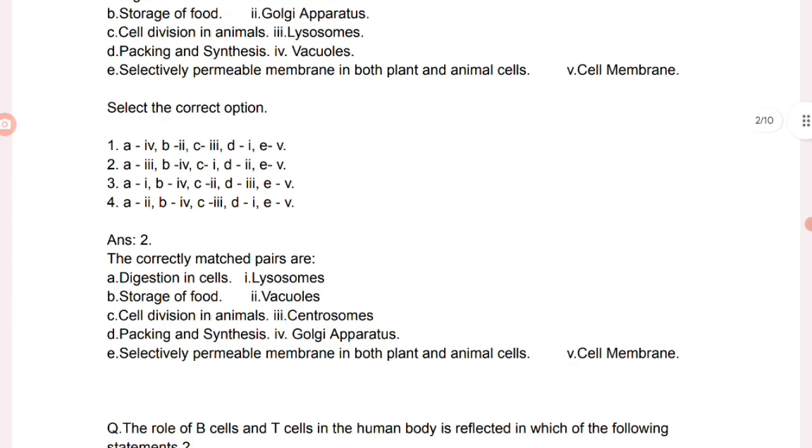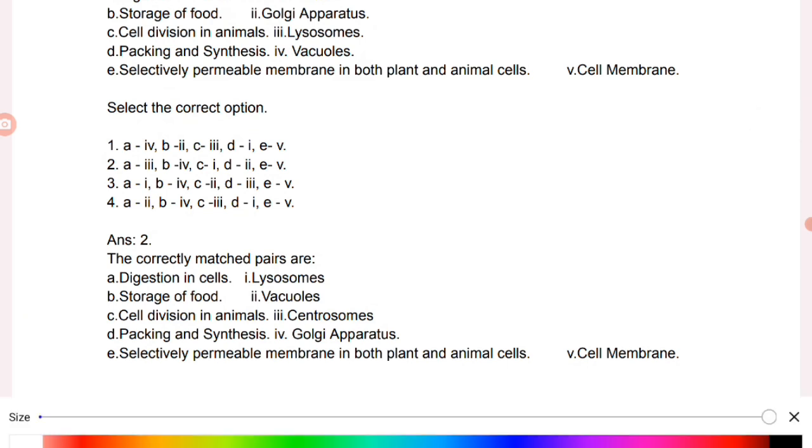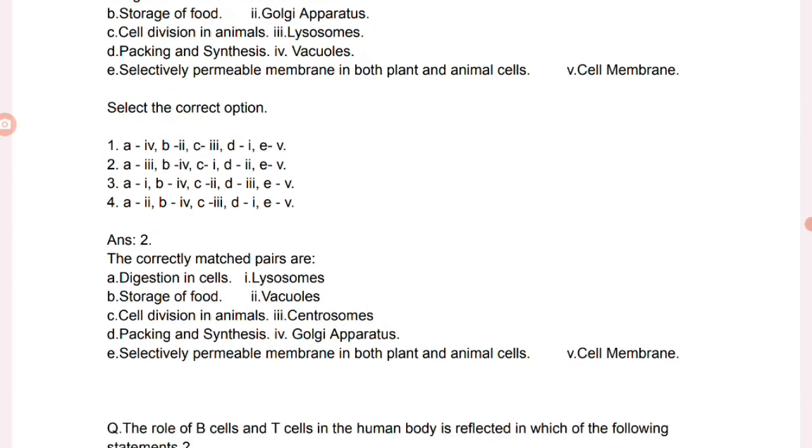So again there is a match the following. Digestion of cells, which organelle does this? So this is lysosomes. Okay. Storage of food, it is by vacuoles. Cell division in animals by centrosomes. Packaging and synthesis, Golgi apparatus. Selectively permeable membrane in both plant and animal. So this is cell membrane. Okay.